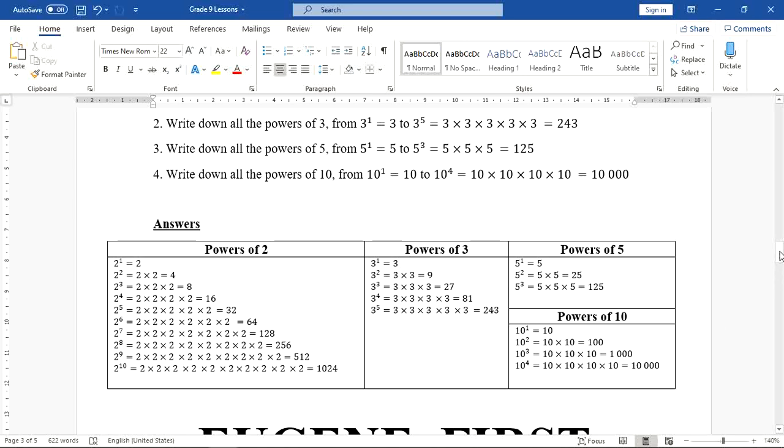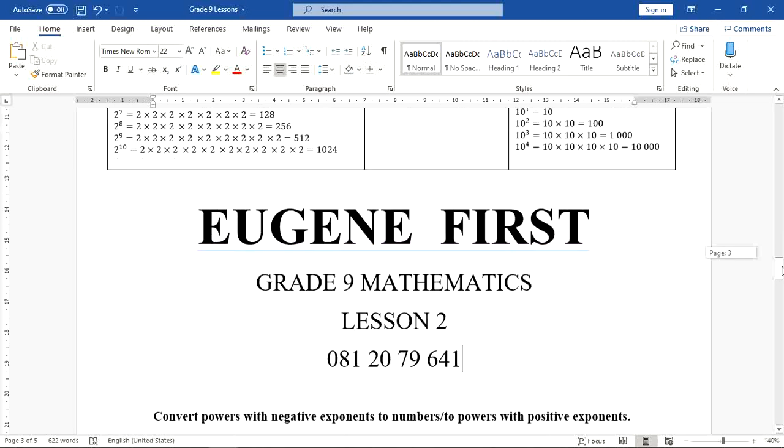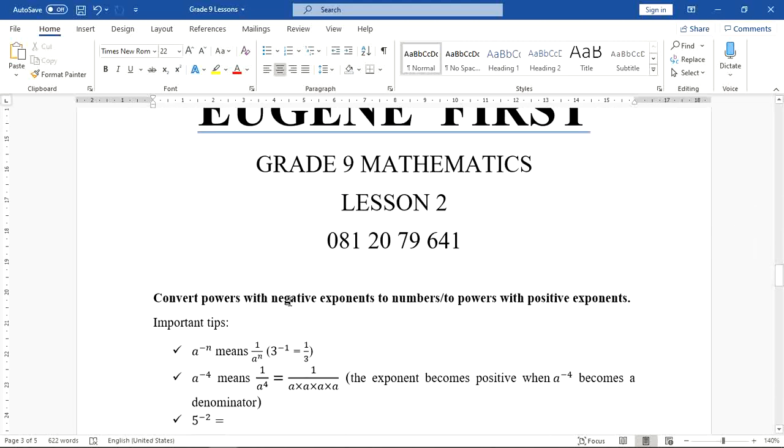Now let's look at today's work. Today we are going to convert powers with negative exponents to numbers or to powers with positive exponents. So we're not going to have any negative number or negative exponent. The final answer should have either a whole number or a power with positive exponents. Now let us look at these tips.